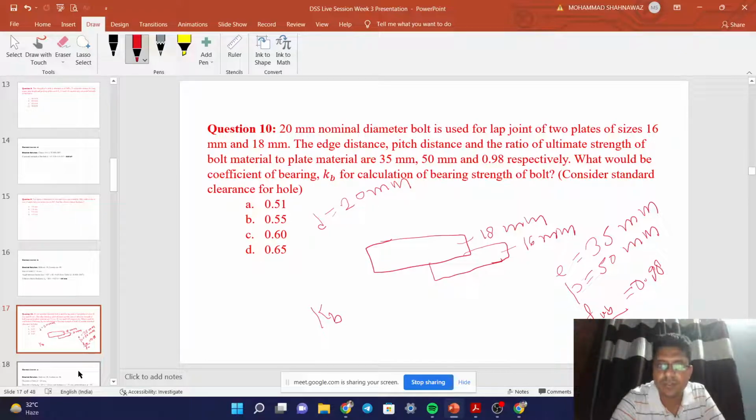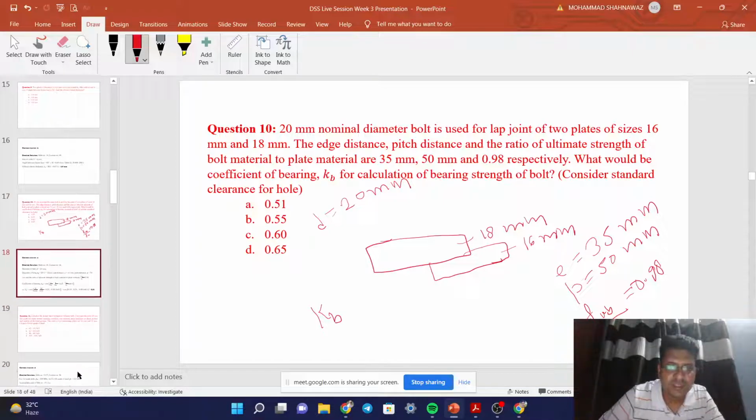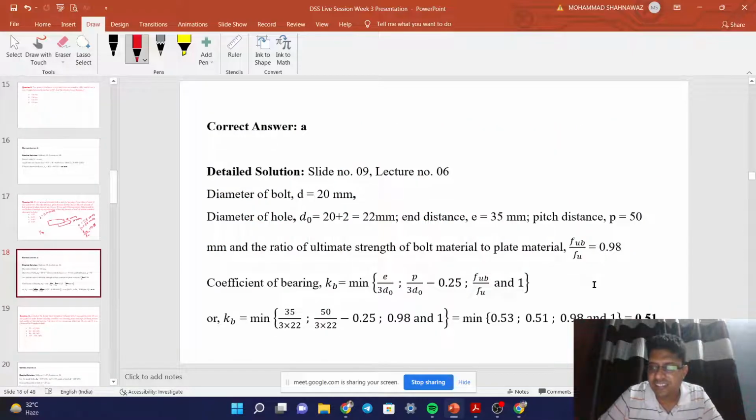0.5 Kb value. Sir, take it answer A, 0.51. Yes, sir. Okay. Yes, 0.51 is the correct solution.